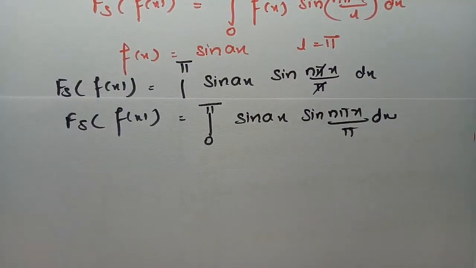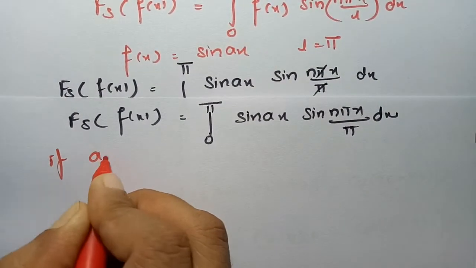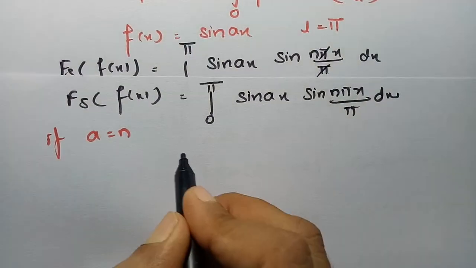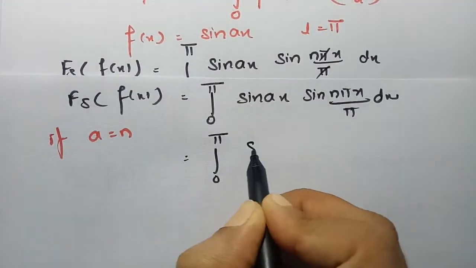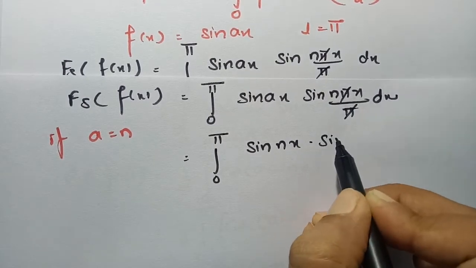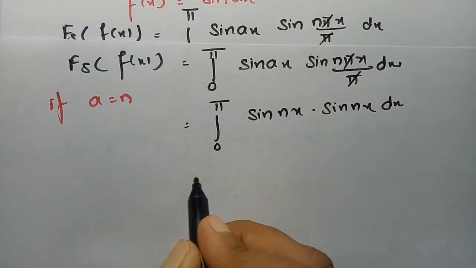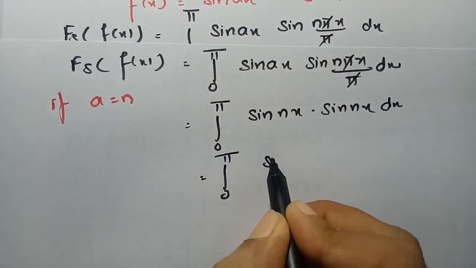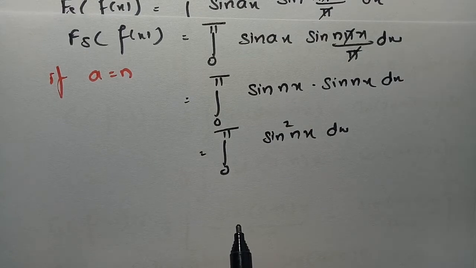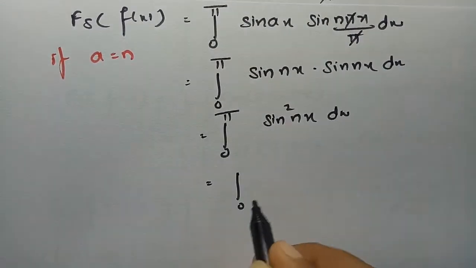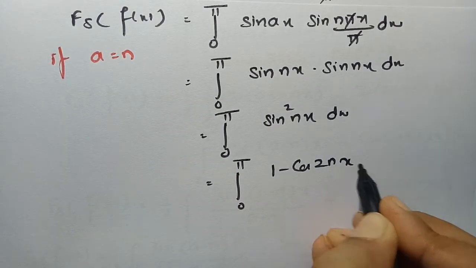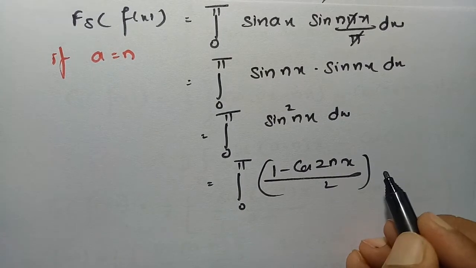So here, if I keep the condition that a is equal to n, in place of a if I write n here, then this will be the integral from 0 to pi of sine nx, and if I cancel this, this is also sine nx into dx. So this will be the integral from 0 to pi of sine square nx dx. So this can be written as the integral from 0 to pi of 1 minus cos 2nx by 2 into dx.